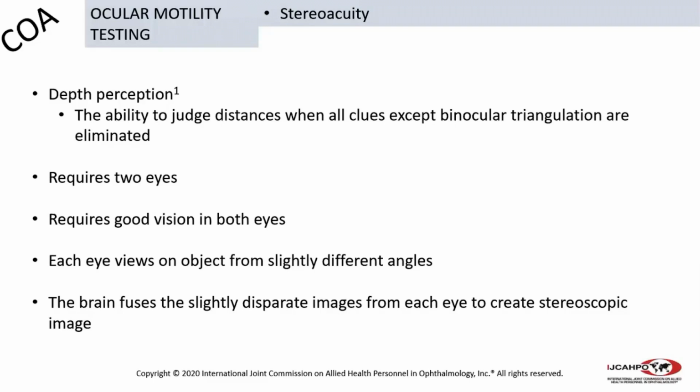Stereoacuity, depth perception: the ability to judge distances when all clues except binocular triangulation are eliminated. Depth perception requires two eyes, good vision in both eyes, and that each eye views an object from slightly different angles. The brain fuses the slightly disparate images from each eye to create a stereoscopic image.